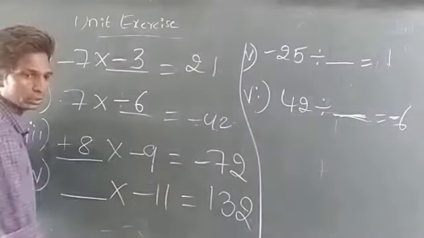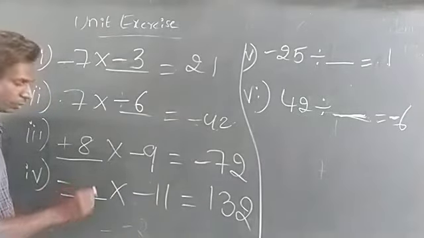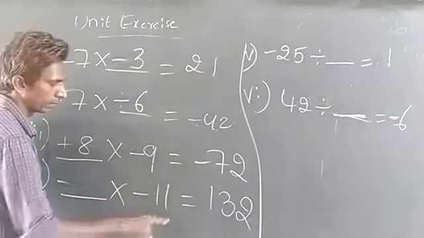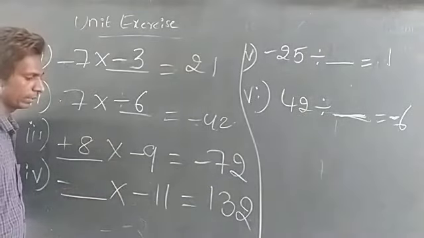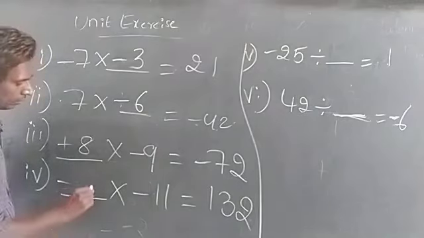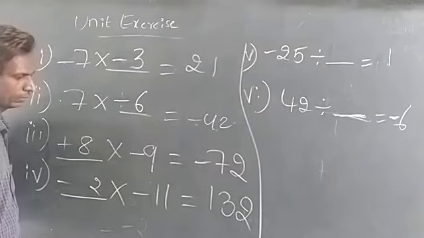So you want to get positive. So minus is here. Here also you want to put minus. So minus into minus is plus. 11 into something. 11 2s are 22.